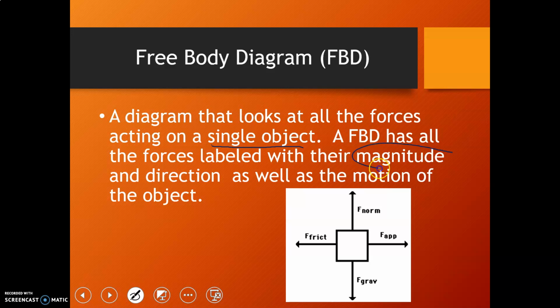So, remember, magnitude is the number value. So, maybe it's 10 newtons. And then the direction is indicated by the arrows. So this is one example of what a free body diagram would look like. You have an applied force going to the right, a normal force going upward, friction going to the left, and gravity going downward.